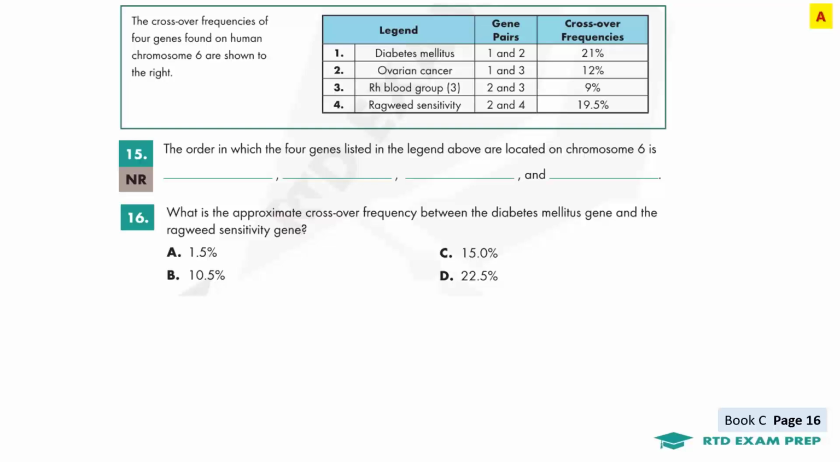The order in which the 4 genes listed in the legend above are located on chromosome 6. So you're going to draw your map starting with diabetes, so 1 and 2. You should have 1, 4, 3, 2.